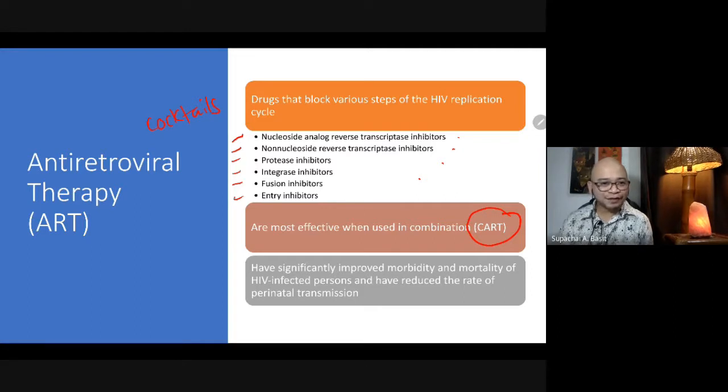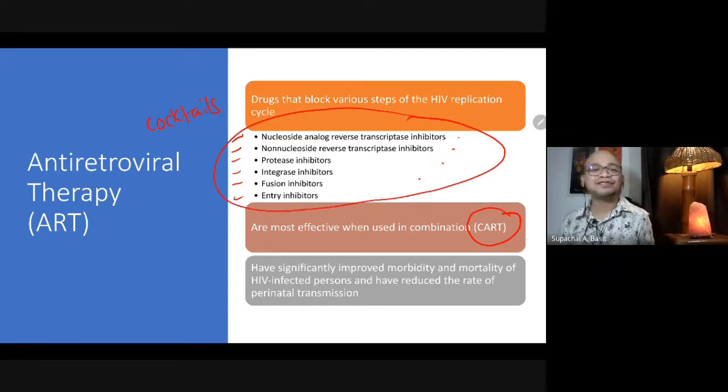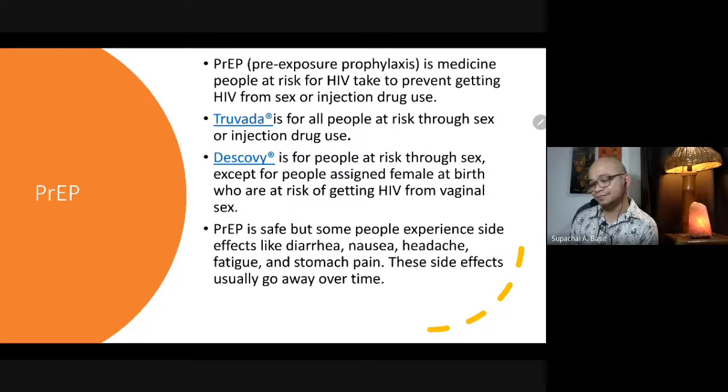And then fusion inhibitors will prevent adhesion of the virus, and entry inhibitors will prevent viral penetration. So these drugs will address each of the stages in the life cycle. They have significantly improved morbidity and mortality of HIV infected persons and have reduced the rate of perinatal transmission.